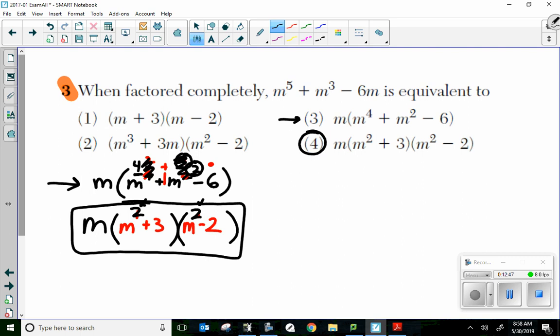So if we graph this, 3 and 4 both have the same graph as what's in our problem originally right here. Okay, this is the same graph as both of these, but one of them is factored and one of them is factored completely. Choice 4 is factored completely.